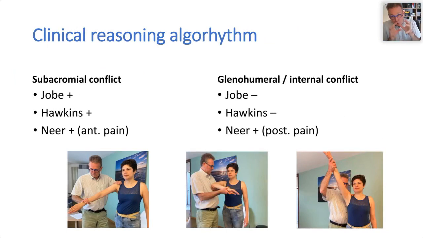And then to conclude a little bit the clinical reasoning algorithm, when there is more a subacromial conflict, then you see that Jobe, Hawkins, and Neer seem to be positive. With the glenohumeral or internal conflict, you see something else. But let me come to a message also from Joe. Joe said, I'm going to quote him again, not difficult to test, but to identify the footprint of the insertion, for instance, tenoperiosteal, of both supraspinatus and infraspinatus tendons. And here, I also have to be grateful to Joe for this question.